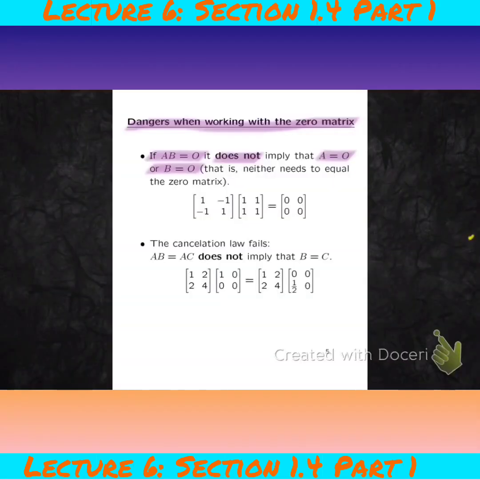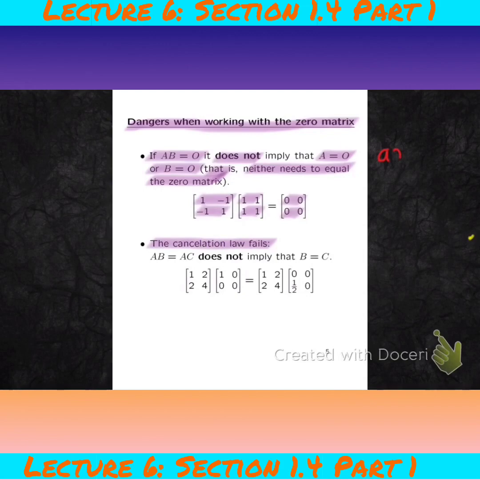All right, so that neither needs to equal the zero matrix. You could have two non-zero matrices, multiply them together, and still get the zero matrix. Here's an example: if you multiply this non-zero matrix with this non-zero matrix, you get the zero matrix. The implication of this is that in real numbers we had the cancellation law.